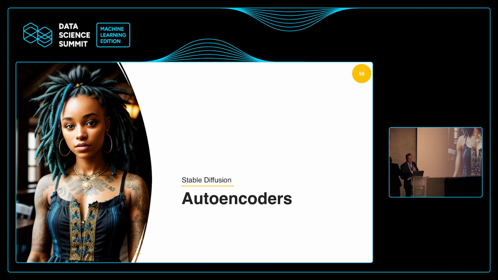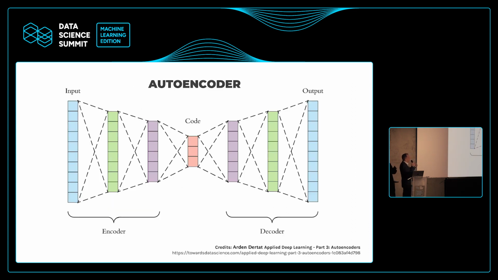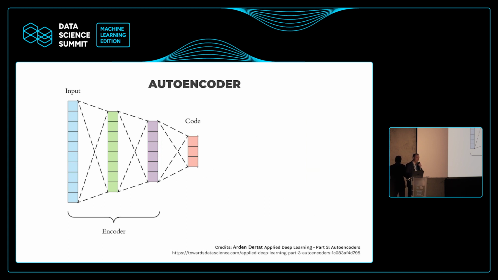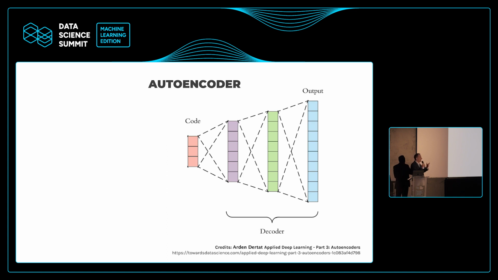I'm pretty sure that a lot of people here, or most people, know what autoencoders are, but for those who don't, the autoencoder architecture consists of 2 parts, an encoder and a decoder. So the encoder takes an input and maps it into the latent vector and reduces its dimensionality, while the decoder takes this latent vector and tries to recreate the original image.